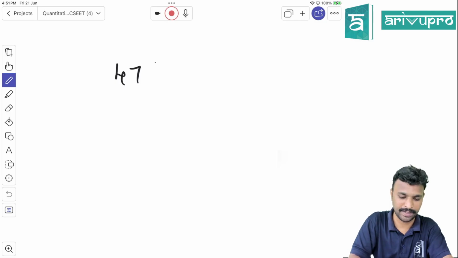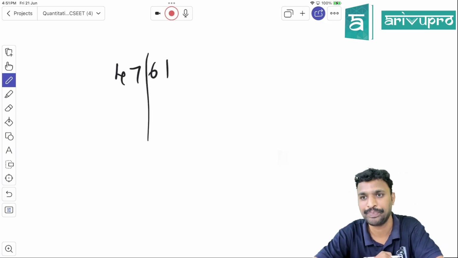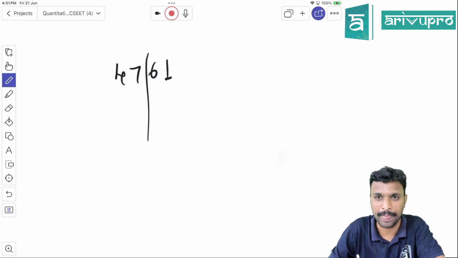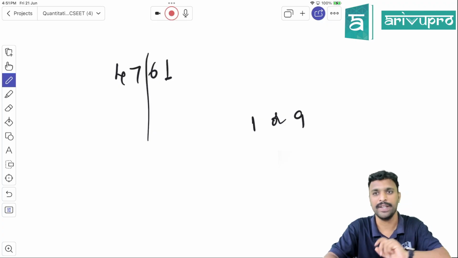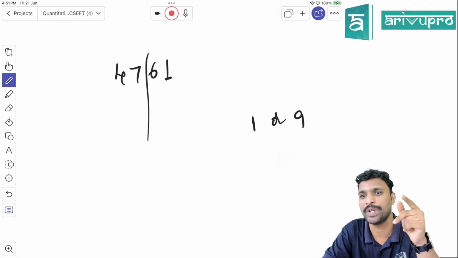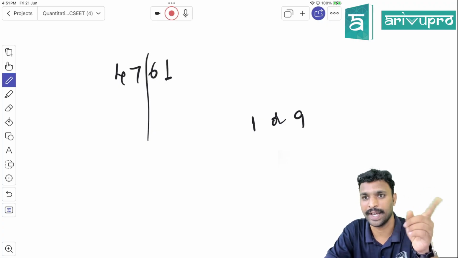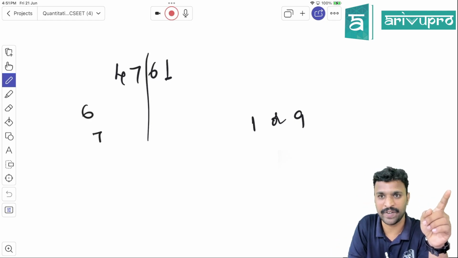4761. Which two digits do we separate first of all? The last two digits. What is the units place digit? 1. For 1, the root's units digit could be 1 or 9. Now 47 lies between the squares of which two numbers? 6 squared is 36, 7 squared is 49. So it lies between 6 and 7.